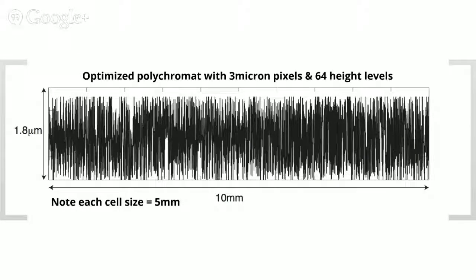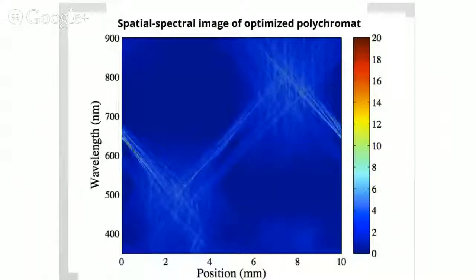This is 10 millimeters long, so I can put two 5 millimeter cells next to each other, exactly the same as the one you saw. But this is a little bit different. It's not the same design. In this case, they had 3 micron pixels and 64 height levels, so more comfortable, just to get higher efficiency. That's the idea. And this is the image, very similar to the one you saw before.